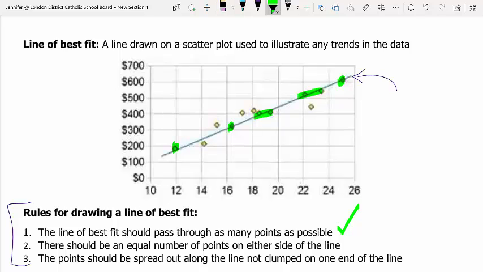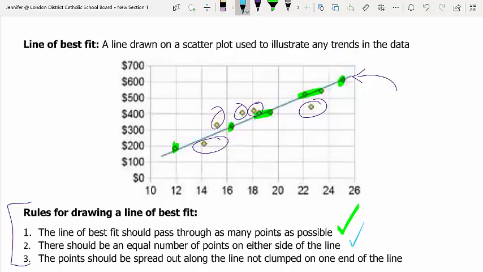Now, the second point you need to try and follow is to make an equal number of points on each side of the line. So for the ones that you can't draw the line through, try and have an equal number of the leftover points on each side of the line. And it's not always going to be perfect. As you can see here, the one I've drawn, I have 1, 2 on the right hand side and 3 on the left hand side. So it's not perfect, but it's really, really close. Basically, I just don't want you drawing a line of best fit way up here. Try and get it in the middle of all the points.